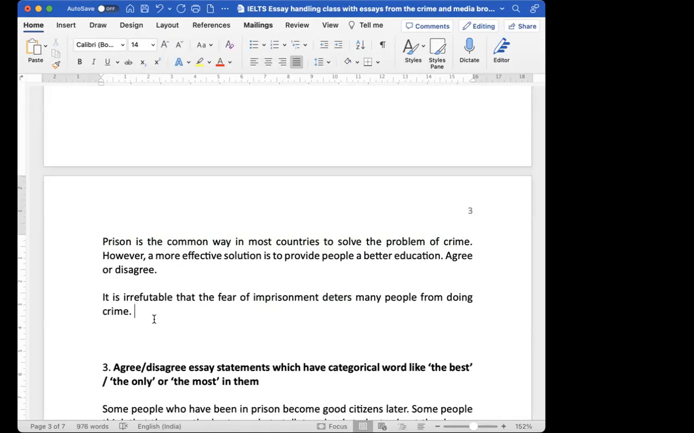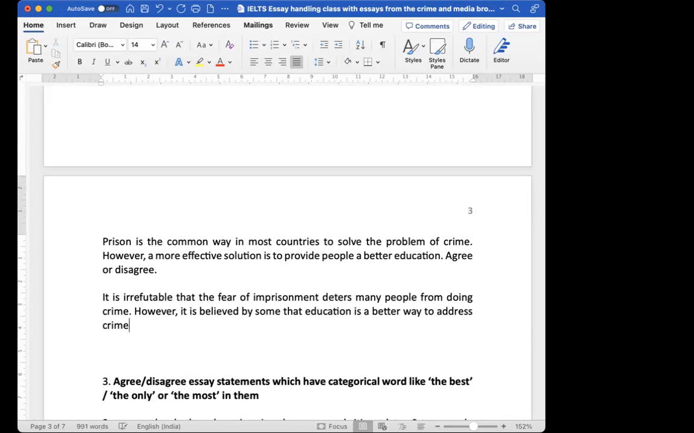However, but it is believed by some. Okay, you can say however, however को ऐसे रहने दो, कोई बात नहीं, it's a good word. However, it is believed by some that education is a better way to address crime. Okay.